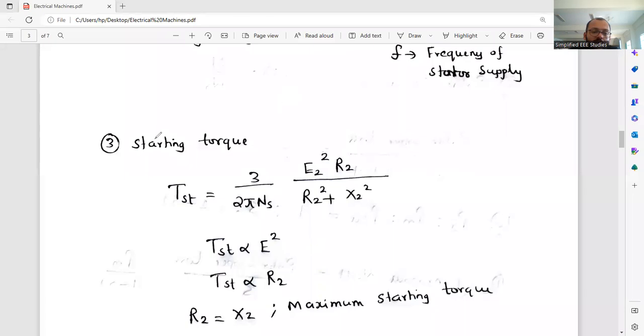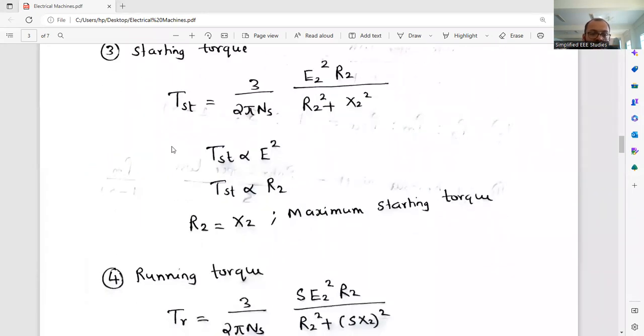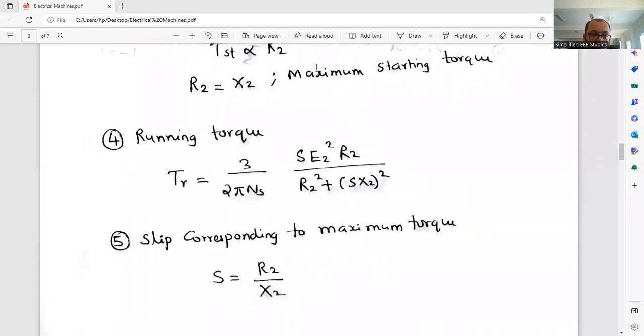Another important formula for starting torque, T starting, that is equal to 3 by 2 pi Ns into E2 square into R2 by R2 square plus X2 square, where R2 is the resistance part, X2 is the reactance part. Okay, moreover, the starting torque is directly proportional to the resistance R2. So these are the important observations you can make use of from the equation. For example, when R2 is equal to X2, you are able to get the maximum starting torque. That point also you have to remember.